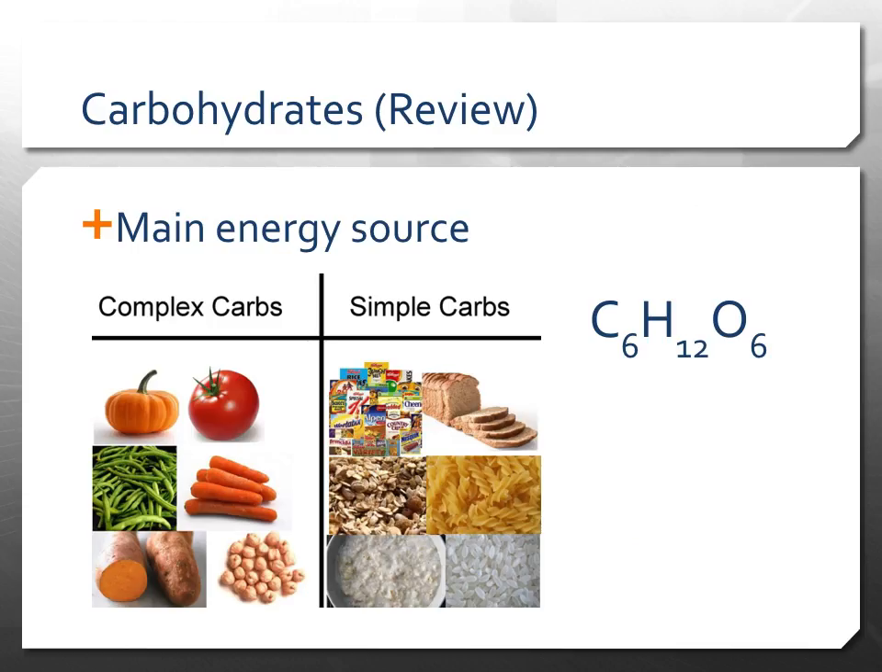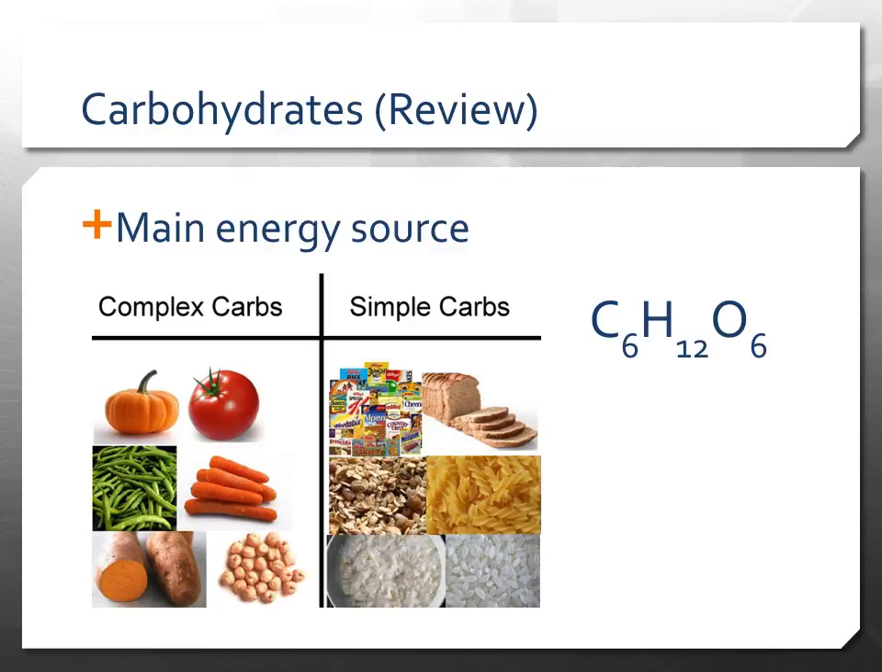So let's review carbohydrates before we move on to the next item. Again, if you missed anything, please rewind and go back to the section so that you can fill in your notes properly. So carbohydrates, again, is our main energy source. Our body uses it by eating fruits and vegetables. And its general structure is C6H12O6. There are two types of carbs. There's complex carbs and simple carbs, as we saw before.